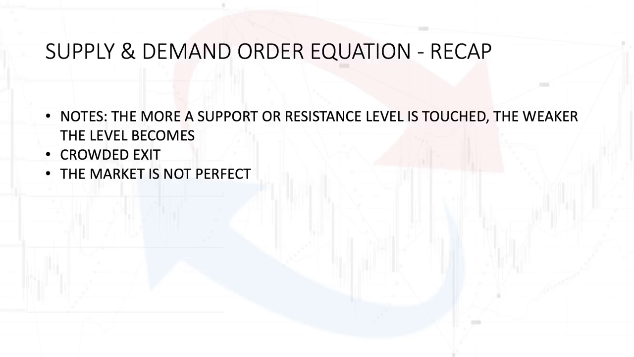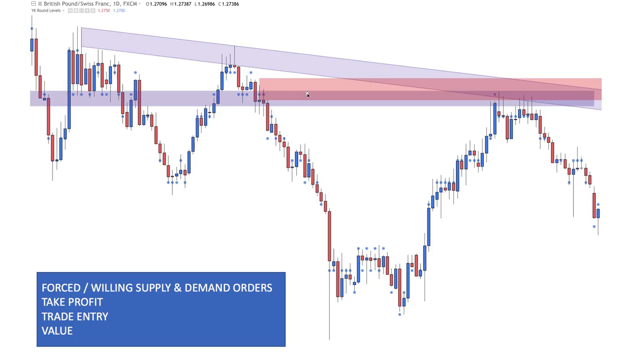So, in this example, we can see areas that have been touched a few times. You've got that area there, then that area there, and then you've got a massive move. Traders will connect these levels and project into the future. As you can see, we've got a round number right here. We've got the supply zone from this area here.